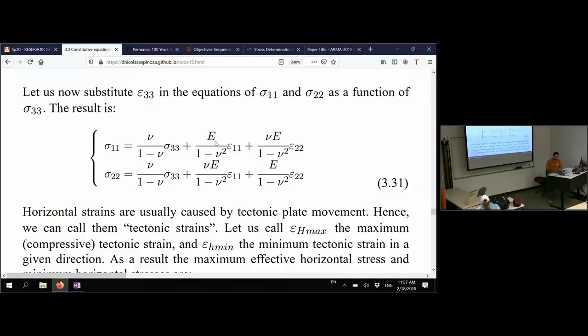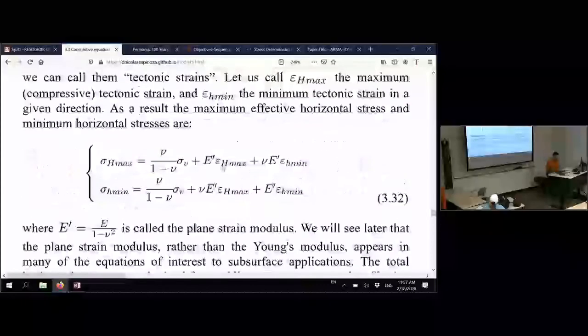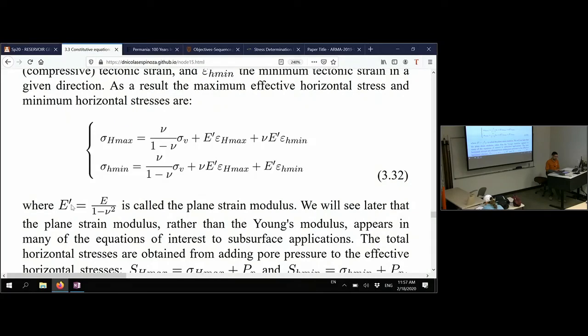This coefficient, Young's modulus divided by 1 minus Poisson's ratio squared, is called the plane strain modulus, and it's another type of proportionality coefficient between stresses whenever you are not letting one of the other strains deform. So if you remember, for the constrained modulus, we compress in one direction and we don't let the other two deform. That's a constrained modulus.